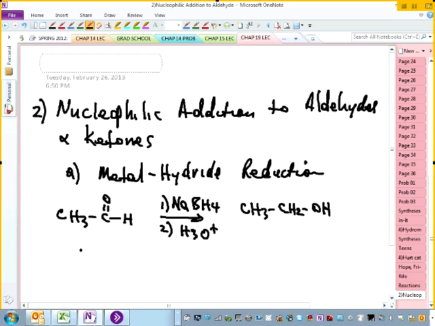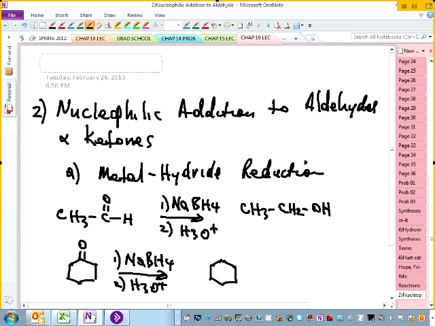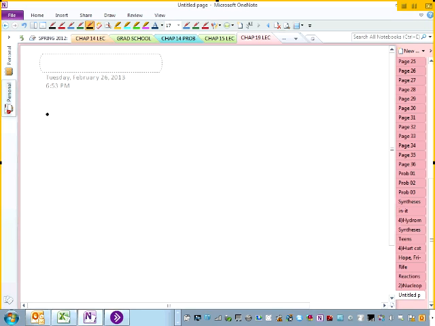Remember, we gave you the mechanism of this reaction earlier. The same thing could happen with a ketone. Sodium borohydride, step one, followed by addition of dilute acid. What kind of alcohol do you get with the ketone? Check on the alcohol. So the same thing will happen with lithium aluminum hydride. You also use lithium aluminum hydride.